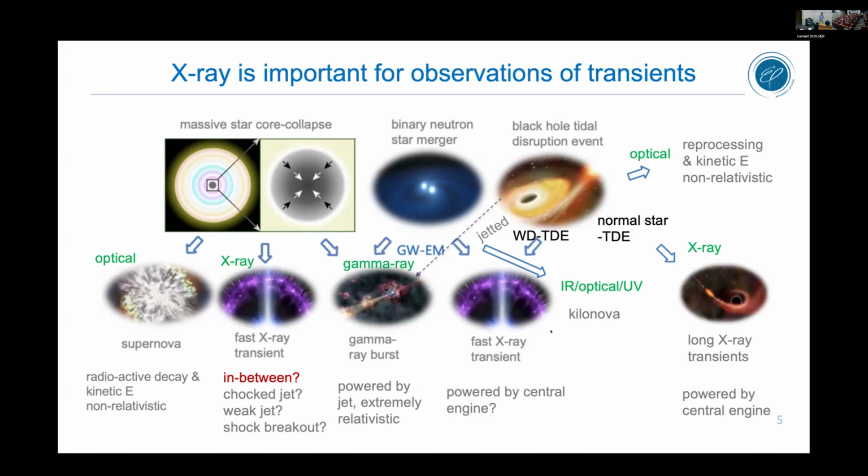X-ray, what we can learn is that for the massive star core-collapse event, we can see something between supernova and gamma-ray burst, such as choked or failed jets, and weak jets, weaker than the strong jet from the gamma-ray burst, and shock breakout.